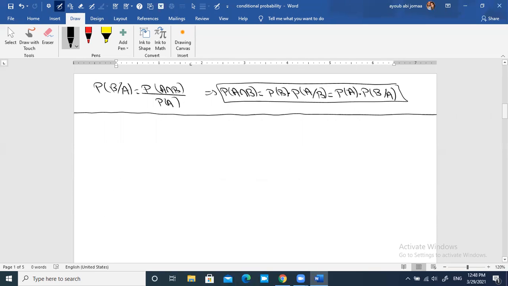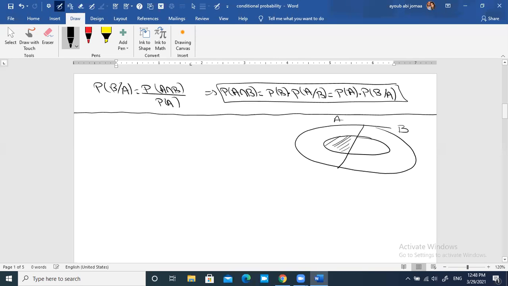To understand this, if you have the sample space, let's say we have two events A and B. This is the probability of B intersection A given that A. If you want to understand it, it is this area divided by the whole area of A. Or if you say A intersection B given that B, it is this area divided by the area of B.